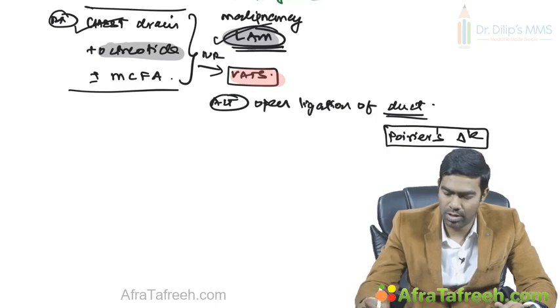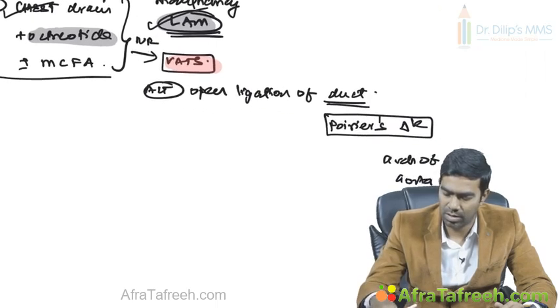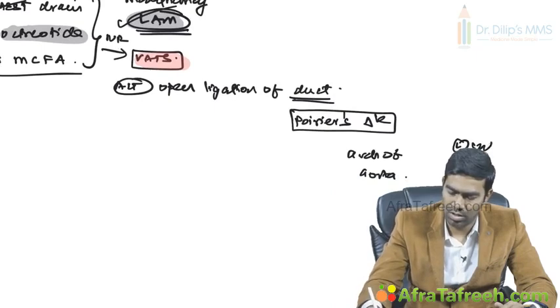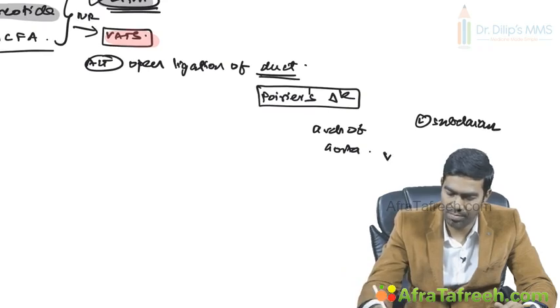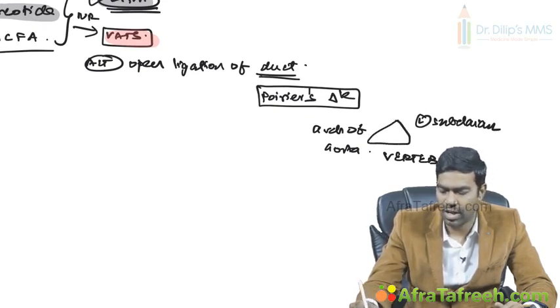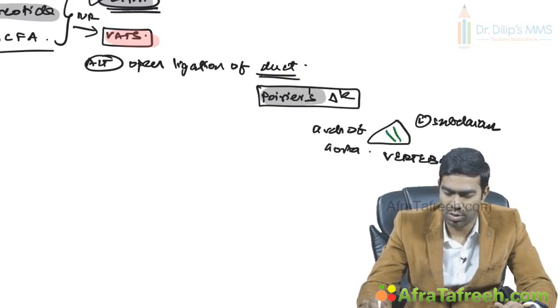So this Poirier's triangle is formed generally between 3 structures. One is the arch of aorta, the second one is the left subclavian, and the third one is the vertebra behind. So these 3 structures form a triangular area called Poirier's triangle, and in this only you will have this left thoracic duct. And this is a very common question in exam, this Poirier's triangle, and you should know that.